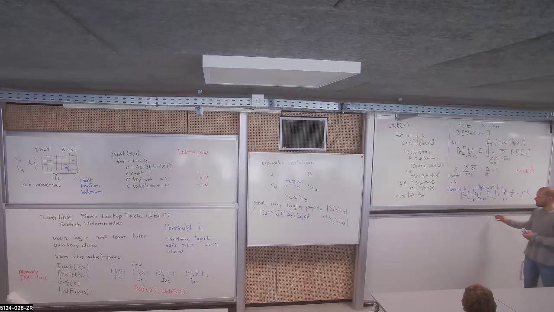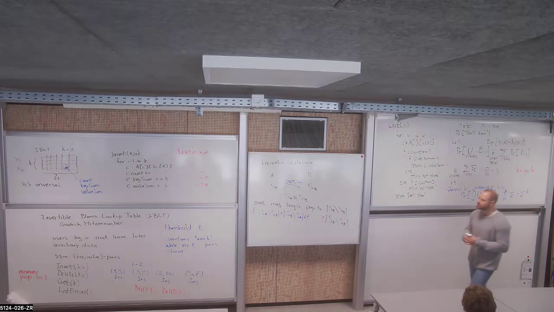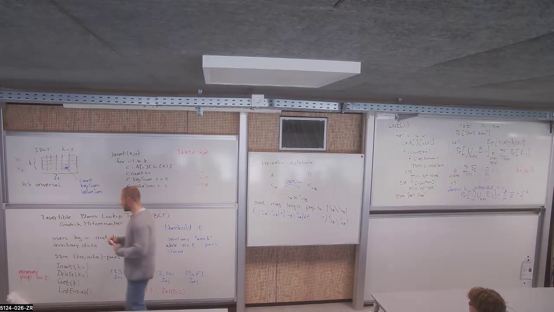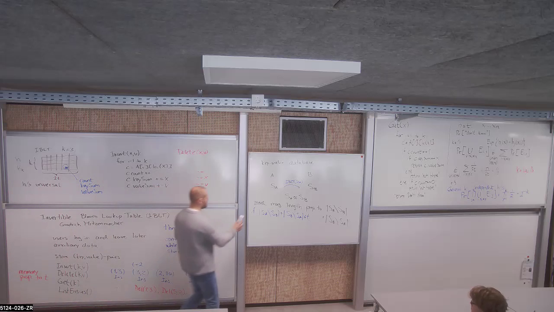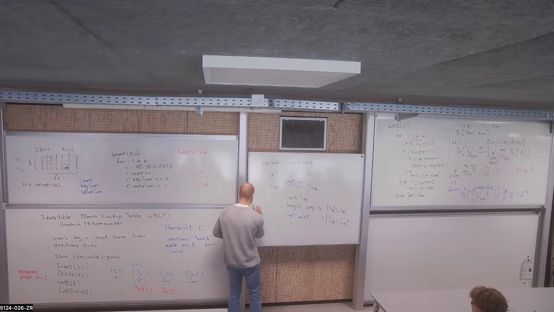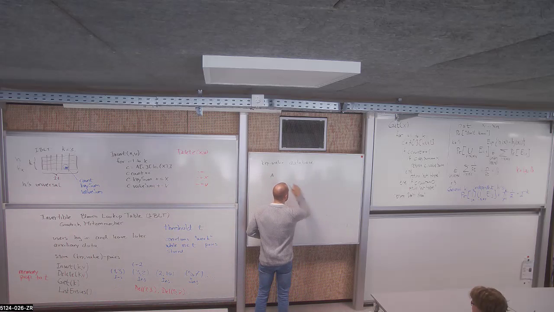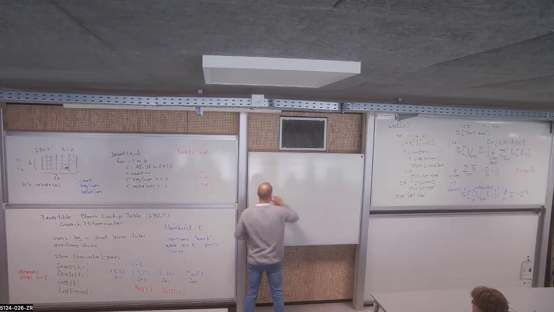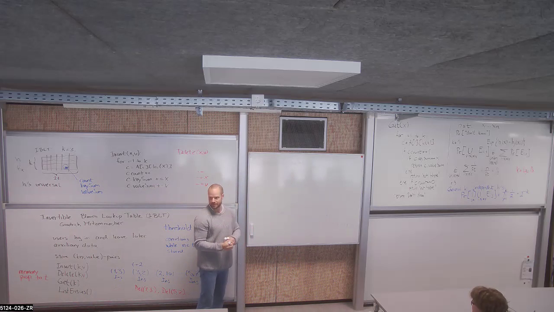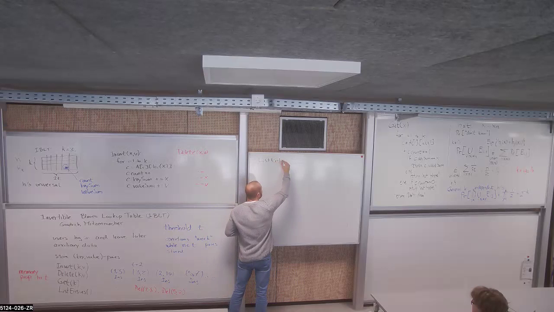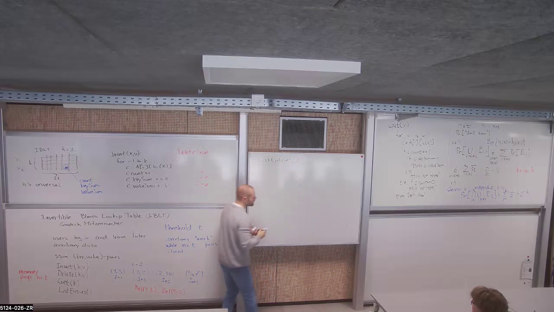So let's have a look at list entries. List entries is supposed to output all the key value pairs that are being stored in the data structure. So now we want to output all the entries, all the key value pairs.